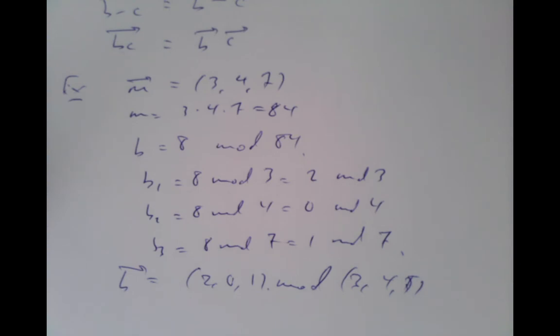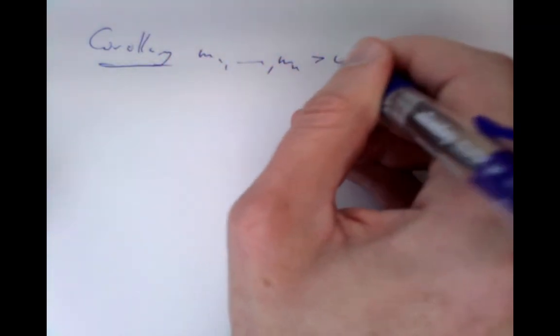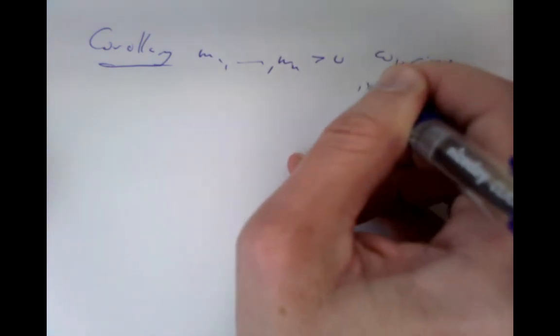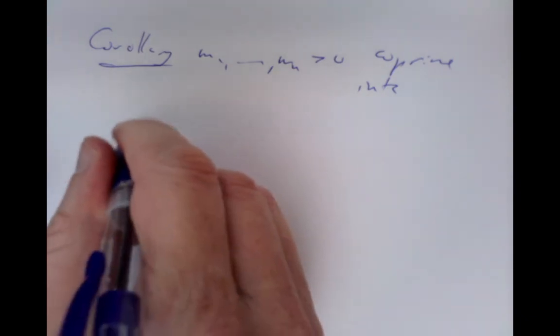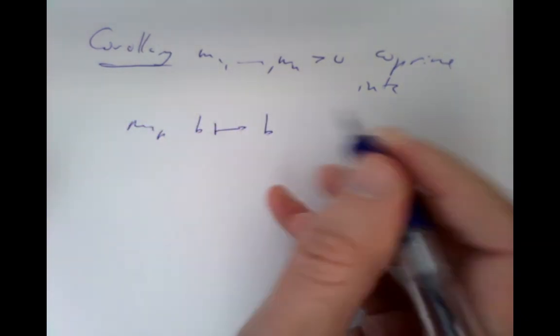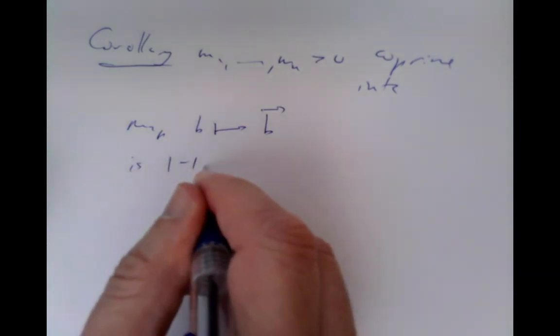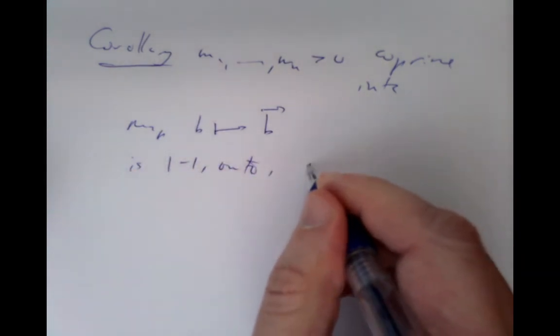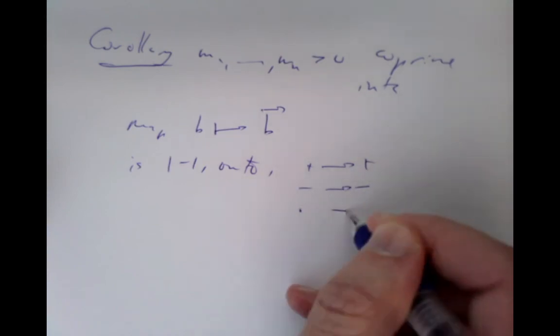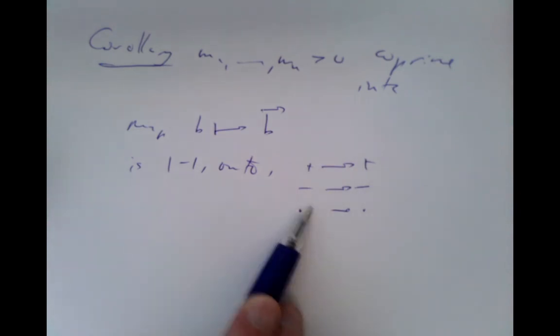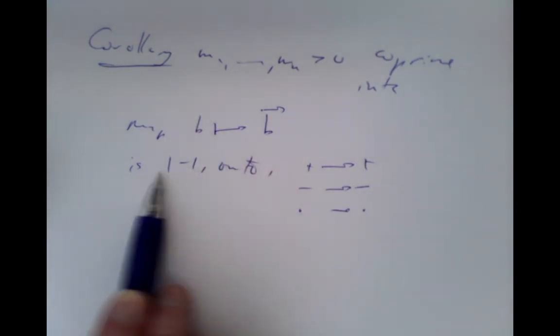Okay, so we know how to do the calculations of these vectory things, vector moduli, and then we can try and say what the Chinese remainder theorem tells us about them. What it says can be described simply as a corollary. Again, corollary means a result that's an easy consequence of a theorem we've already had. It says that if we have M1 to Mn greater than 0 coprime integers, then the map taking number remainder B to the vector of remainders that we've worked out is 1 to 1 and onto, and takes addition to addition, subtraction to subtraction, and multiplication to multiplication. It identifies all these arithmetic operations on numbers with operations on vectors, and it's a perfect bijection.